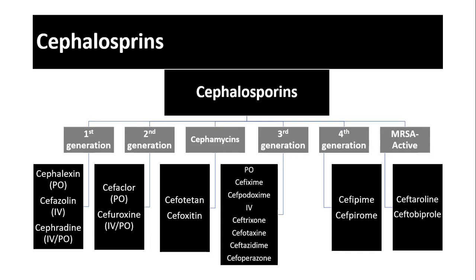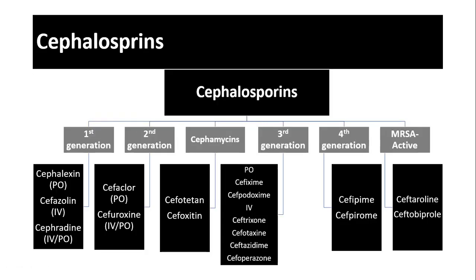Third generation cephalosporins are very commonly used. The per oral forms are cefixime and cefpodoxime. What's the difference between cefixime and cefpodoxime? Cefixime has more gram-negative coverage, so if you are giving it for any abdominal infection, you would go for cefixime, while cefpodoxime has more gram-positive coverage. Like in cases of strep pneumo, you can go for cefpodoxime. While IV forms are ceftriaxone, cefotaxime, ceftazidime, and cefoperazone.